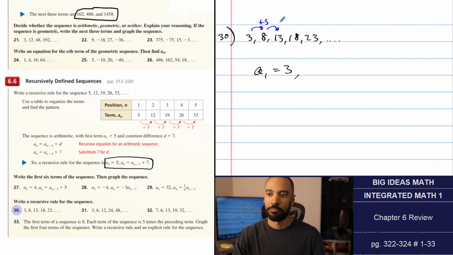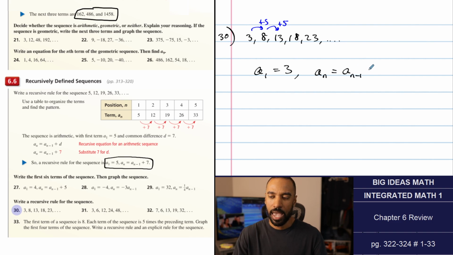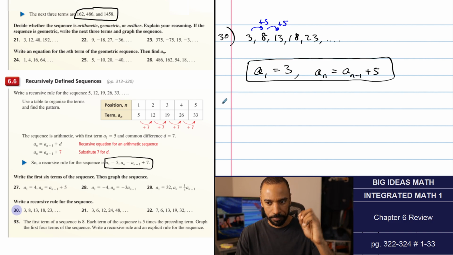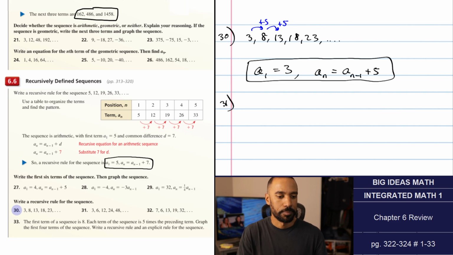Given that we're adding 5 each time like that, then we're going to state it like this. We literally just said what we're going to write. We're adding 5 each time. We take the previous term and add 5 to it to get the value of the next term. That can be our recursive rule like that. Perfect.